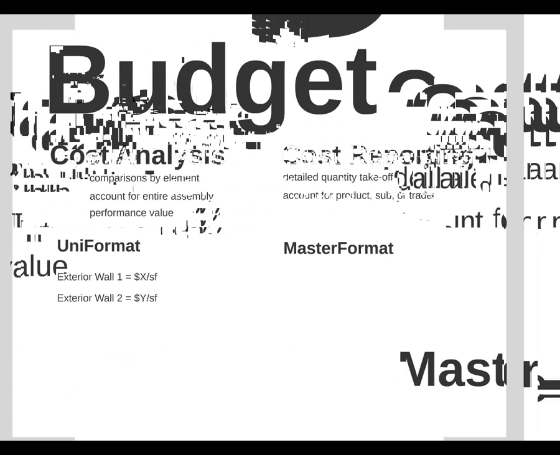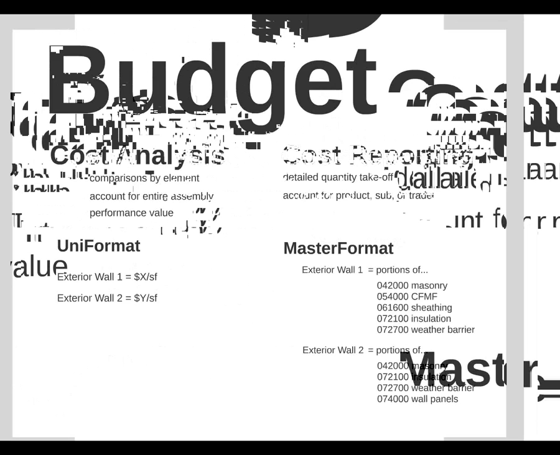So if you think about it, Uniformat, if it's cost analysis by element, you can look at, say, exterior wall 1 and compare it directly to exterior wall 2, and you can compare those costs. Where master format, exterior wall 1 might have pieces of all of this, exterior wall 2 might have pieces of something entirely different. So how are you making those comparisons? If your estimate report just lumps masonry into one line item, how do you pull those parts and pieces apart to be able to do a rational comparison of both exterior walls? It's much more difficult.